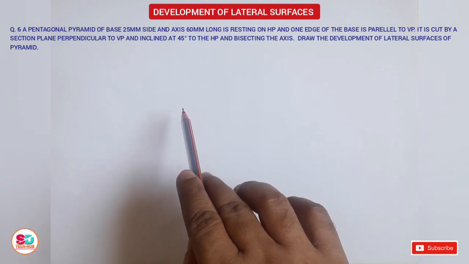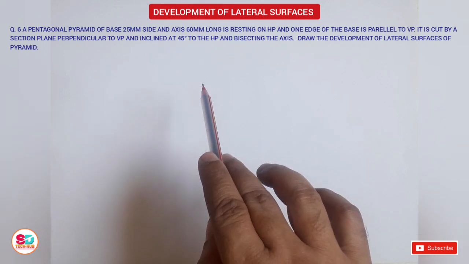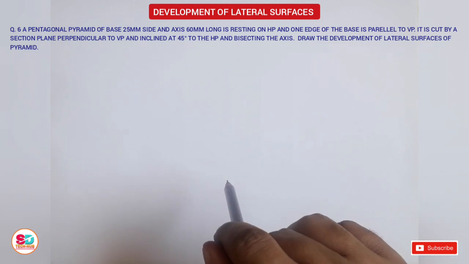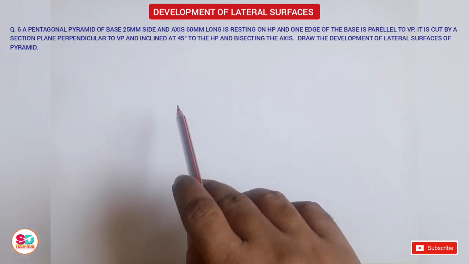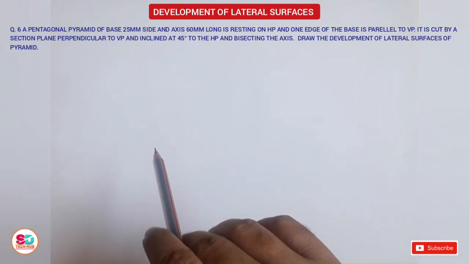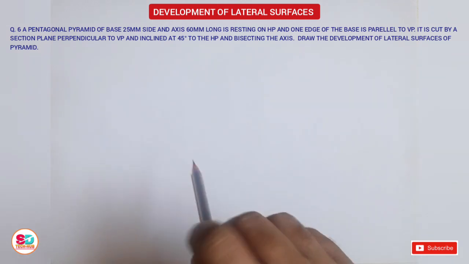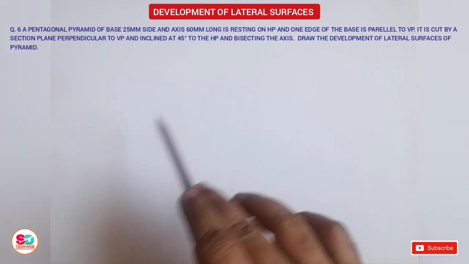Okay, and that pyramid is cut by a section plane which is perpendicular to the VP and inclined at 45 degrees to the HP, and that plane is bisecting the axis of the pyramid. So these are the conditions given to draw the development of the lateral surface of that pyramid. We'll start with the front view and the top view with the given dimensions, and then we will locate the position of the cutting plane in the front view, because that cutting plane has an inclination with the HP, and the inclination with the HP will be visible in the front view.